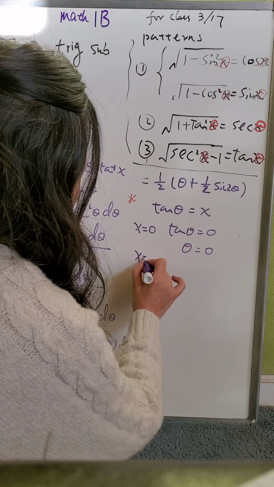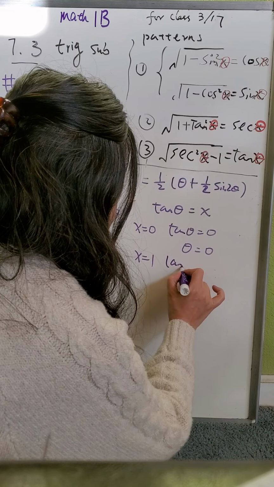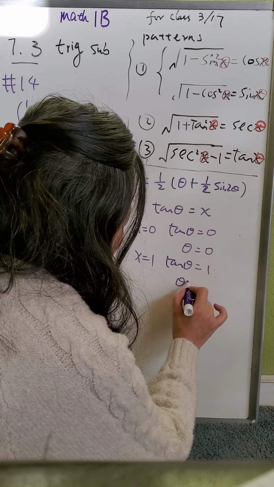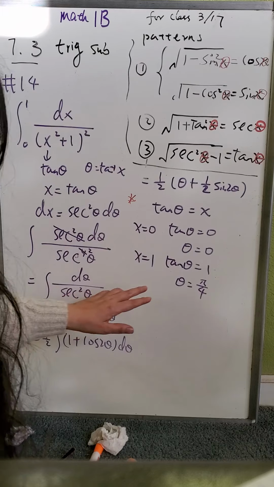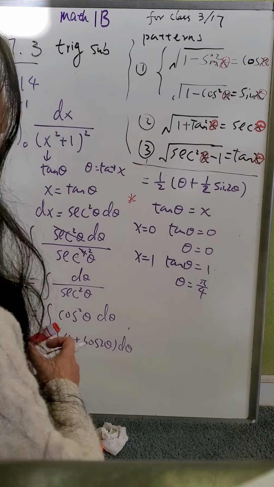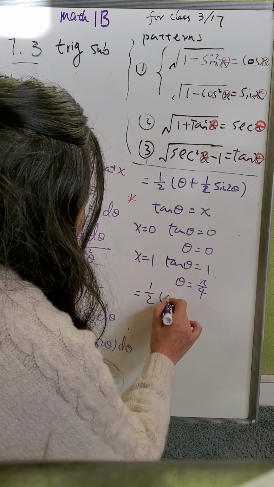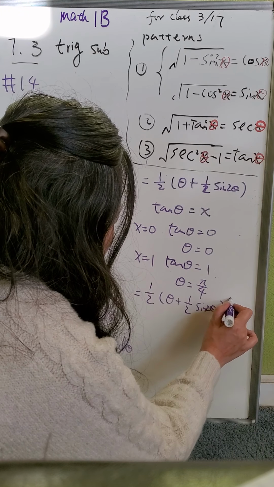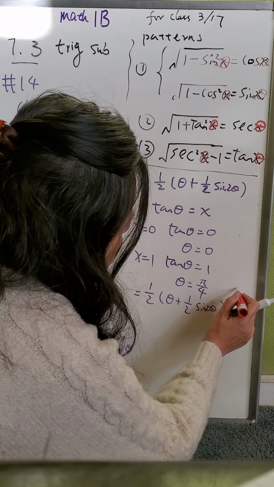And then when x equals 1, tangent theta equals 1, and so theta equals what? π/4. So your theta is going to go from 0 to π/4. So you put it right here: 1/2 theta plus 1/2 of sine 2 theta, from 0 to π/4. My new limit.